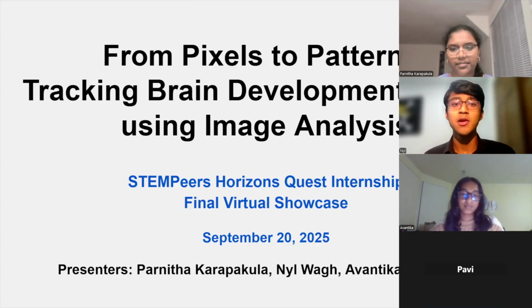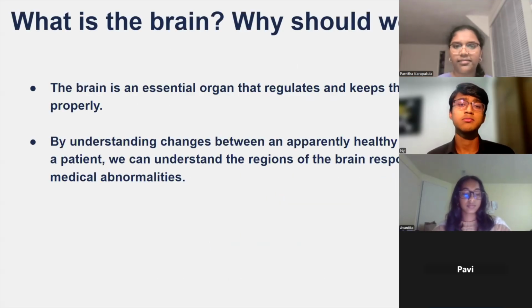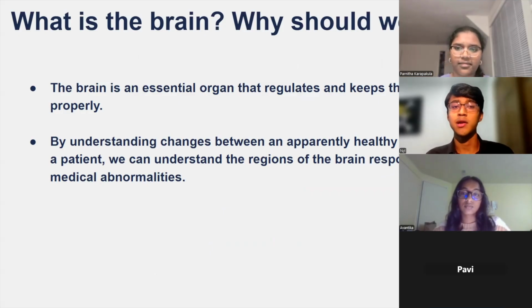From pixels to patterns: tracking brain development in mice using image analysis, by Parnitha, Neil, and Avantika. What is the brain and why should we study it? The brain is an essential organ that regulates and keeps the body working properly. It is responsible for behaviors and motor skills, and it's basically what makes us human. So why should we study it? By understanding changes between apparently healthy patients' brains and that of a patient suffering from, let's say, a disease, we can understand the regions of the brain responsible for various medical abnormalities.